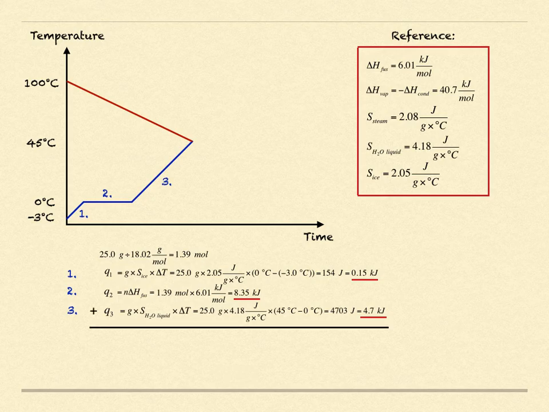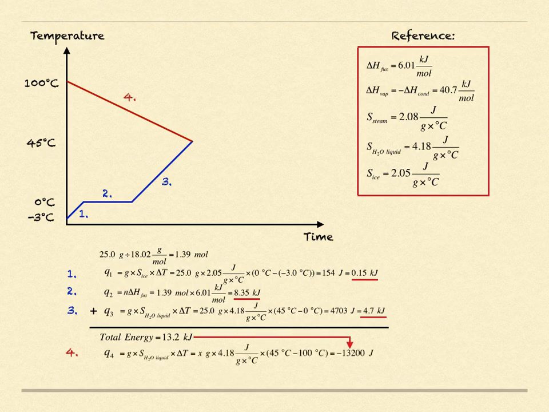Adding these energies together, we obtain the total energy needed to convert ice at -3 degrees Celsius to liquid water at 45 degrees Celsius. Now, because no energy is added or removed from the system, we know that the energy released by the cooling of the boiling water must exactly equal the energy absorbed by the ice. In this way, we can find the initial mass of boiling water needed.